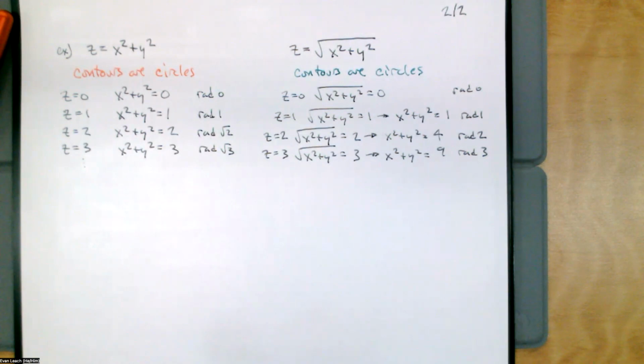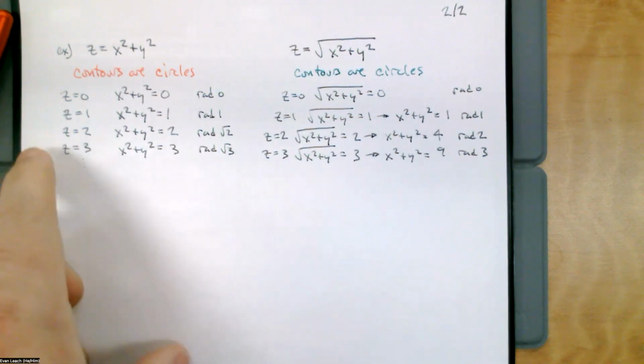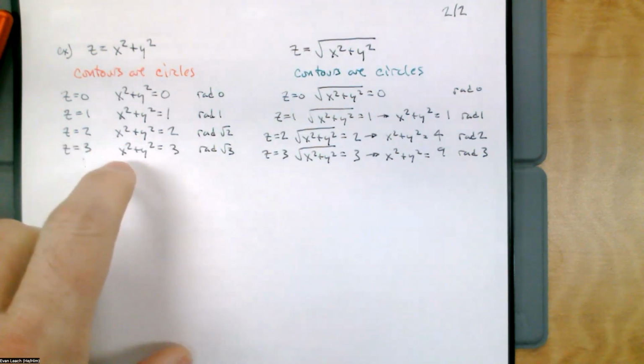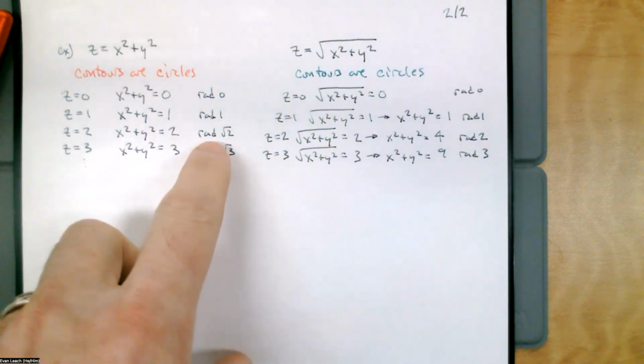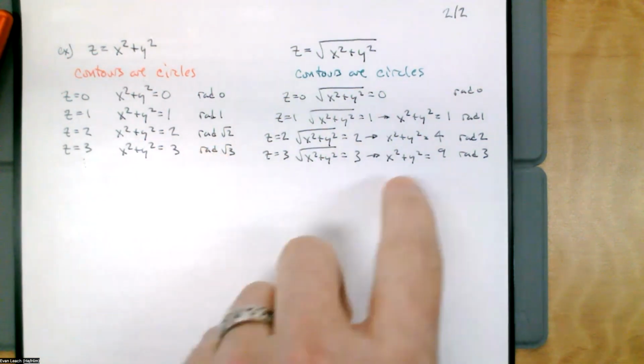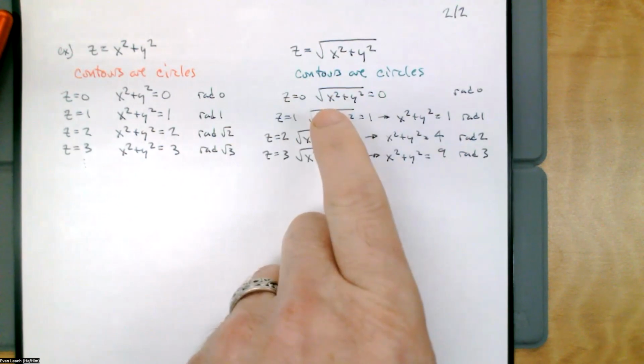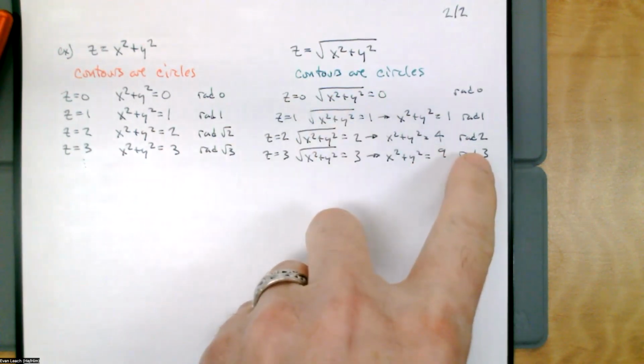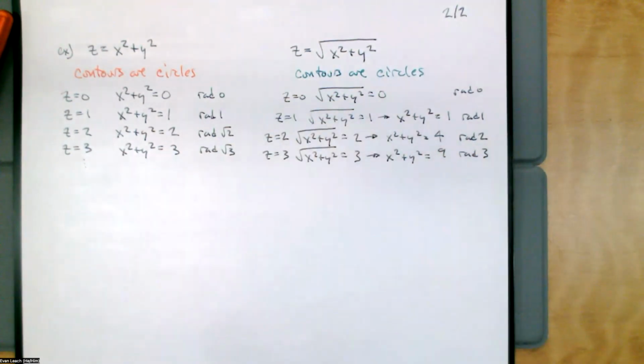But when z has gone up to 2, in z equals x squared plus y squared, our radius is square root of 2. But our radius for the square root of x squared plus y squared has gone up to 2. So we got a bigger circle at that height. So in both cases, the contours are circles. Questions?